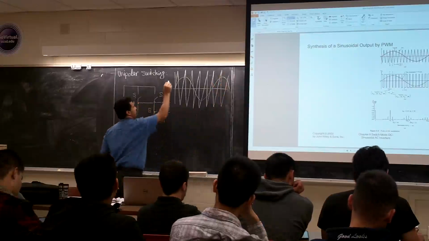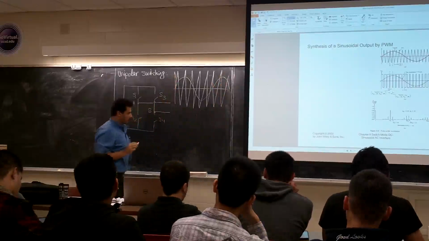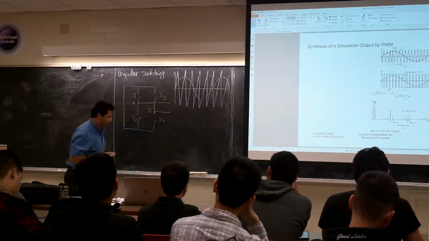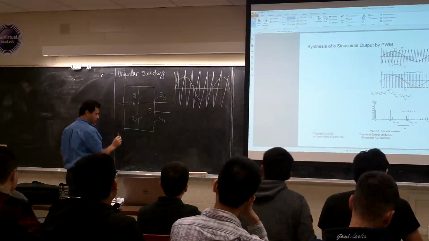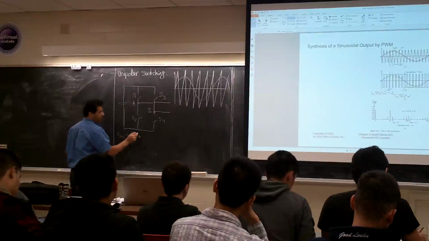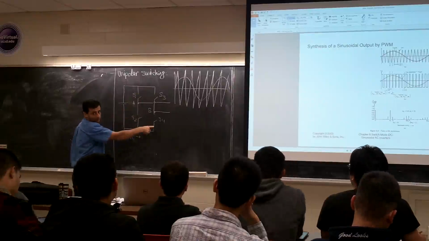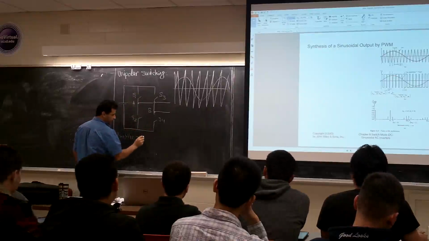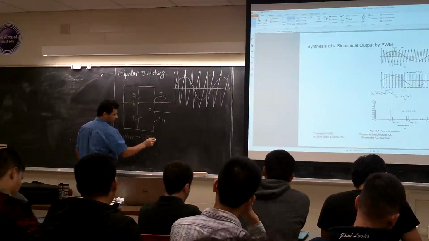Right? This is what we had. And we said we compare what we had for the unipolar was like this. We said if V control is more than VTRI, this one is on and this one is on, right? S1 and S4, they are on.